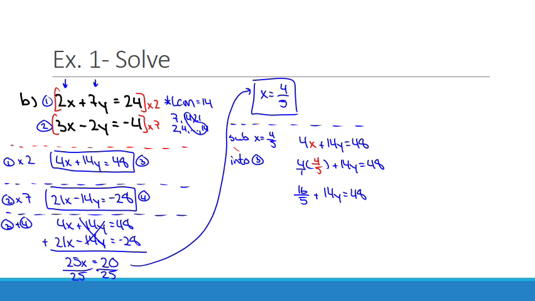And again, we don't like working with fractions if we don't have to. So I'll multiply this by 5, by whatever the denominator is. If there's more than one denominator, you have to pick the lowest common multiple of the denominators. But there's only one, so I multiply that by 5.